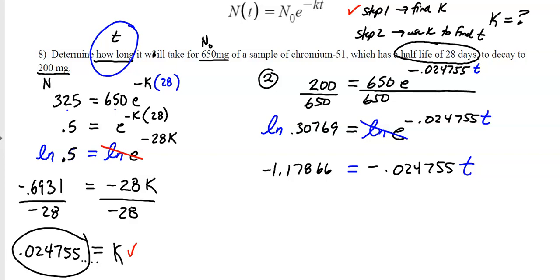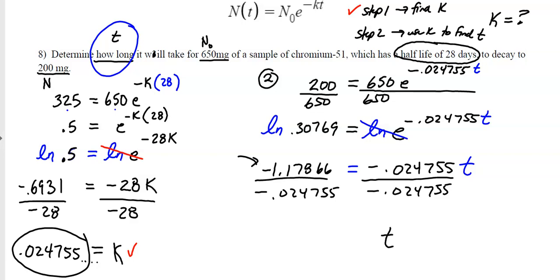Well, we've got one step left. To get t by itself, another division move. Divide by that number on both sides. And I have to punch it in. Luckily this top number is still in my calculator, so I'm just going to hit divided by, and it puts answer in there for me. Negative 0.024755 equals, beautiful. I'm getting 47.6.